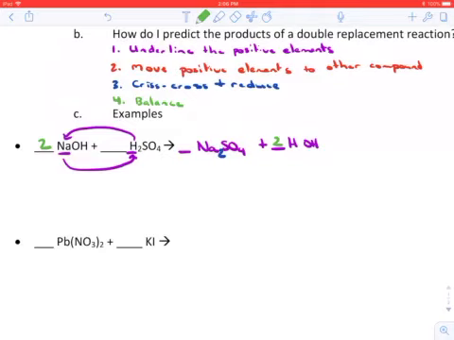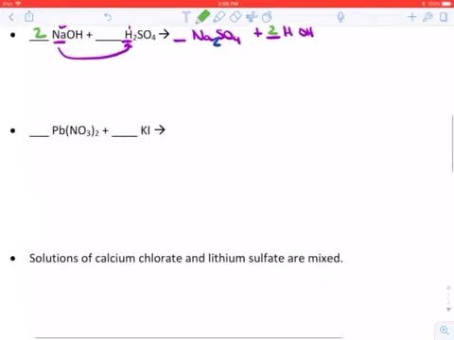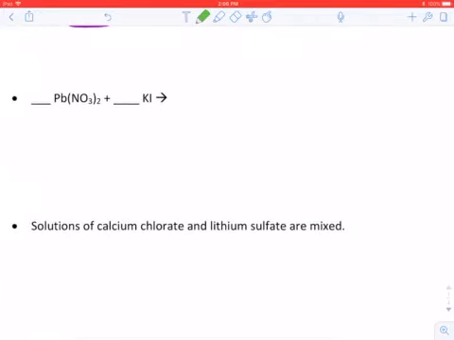That gives me 2 H's, 2 OHs. So check in, 2 H's, 2 H's, 1 SO4, 1 SO4. We have our balanced chemical equation. All right, let's move on to another example.